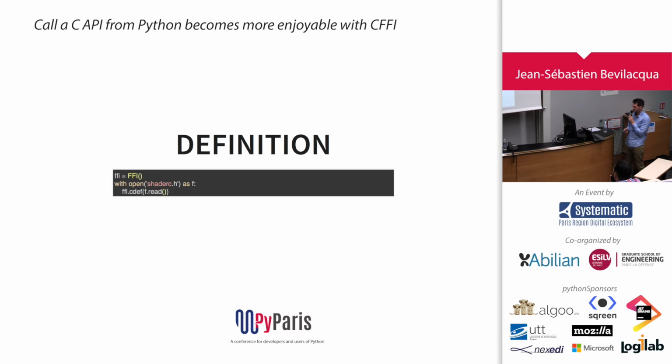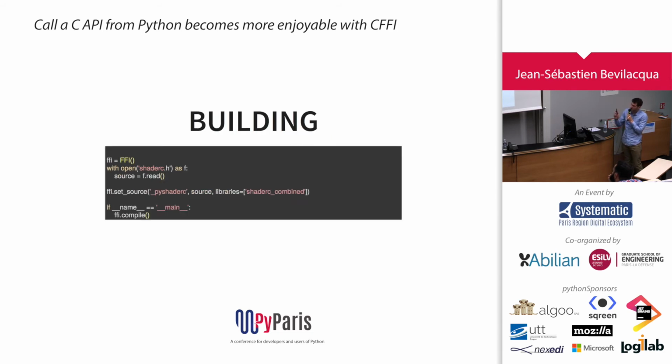As you can see, we first read the content here of the ShaderC header and pass it to the cdef function. That's all for the definition. 3 lines, and CFFI knows how to handle this library. It's beautiful. Okay. Now the building part.